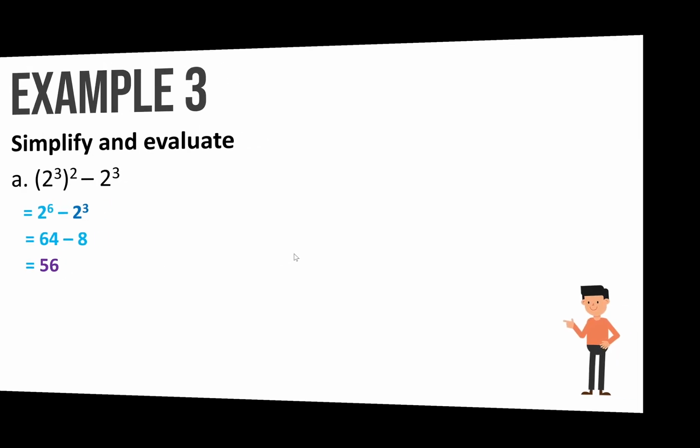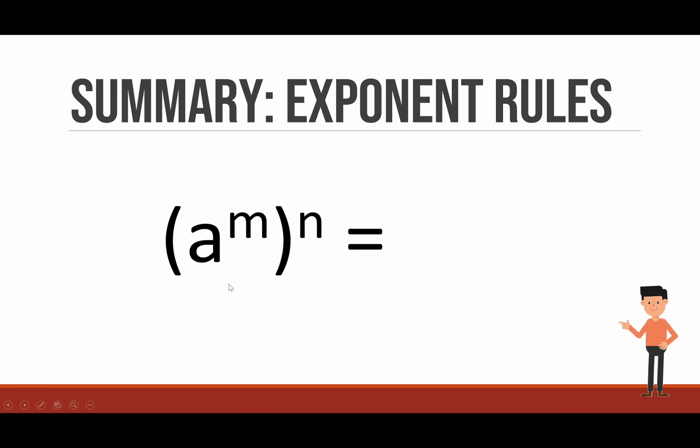Pretty easy. Okay, so let's summarize here. If you have a to the m power and you raise it to the n power, you're essentially going to multiply the n times the m, which gives you a to the power of m times n.